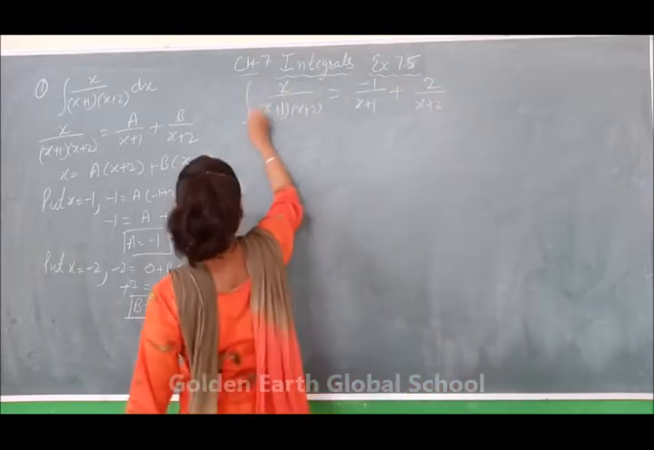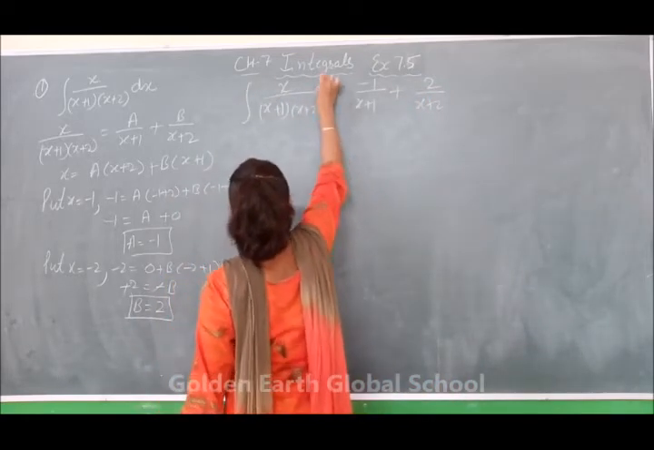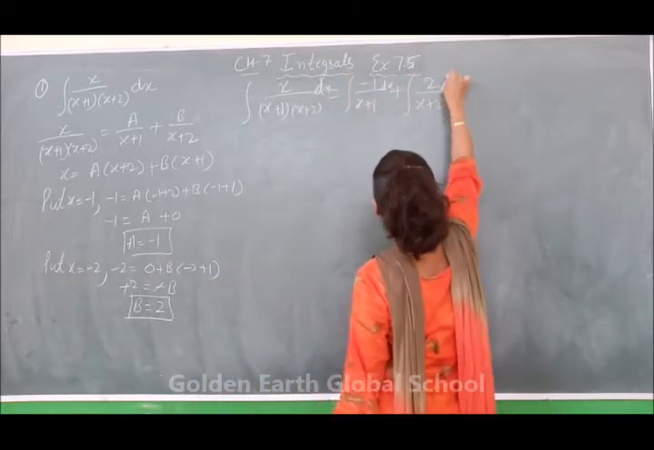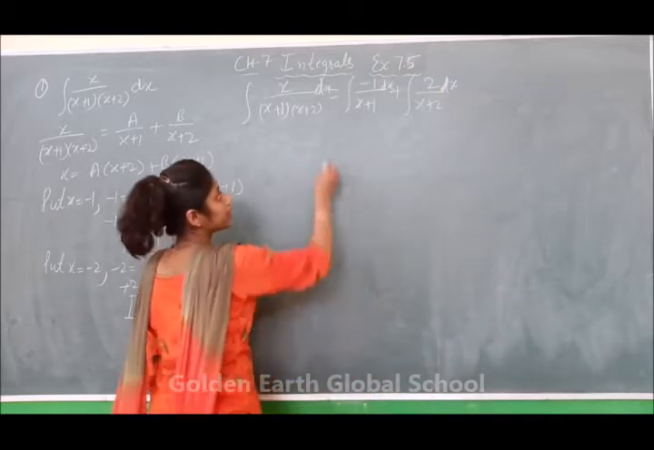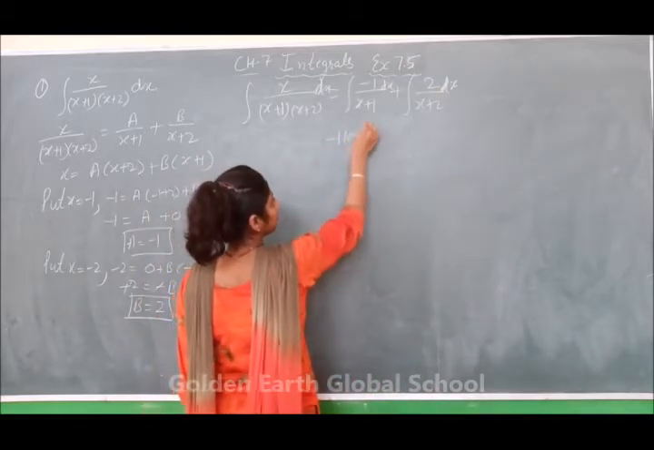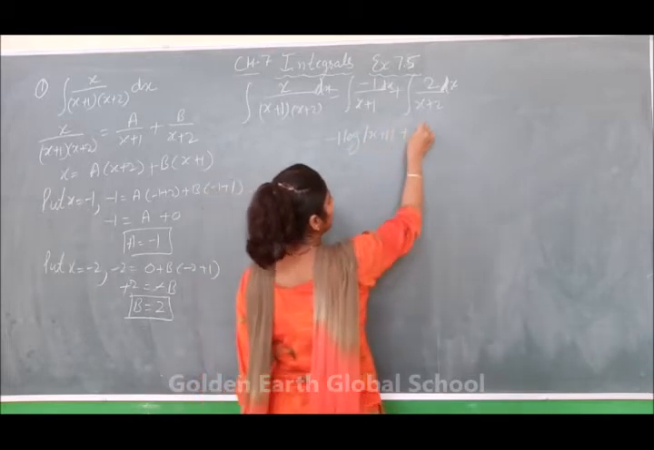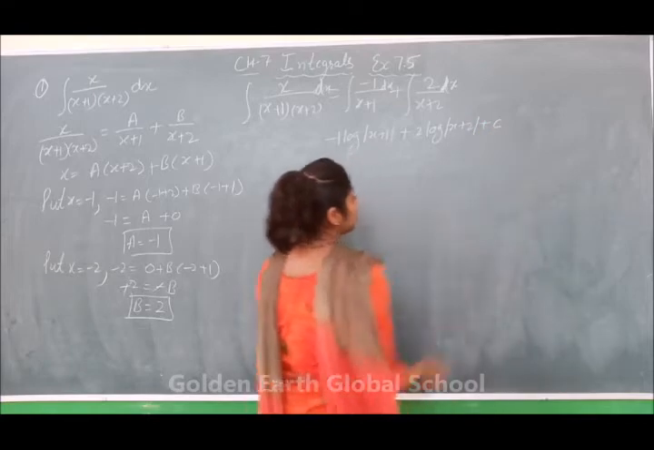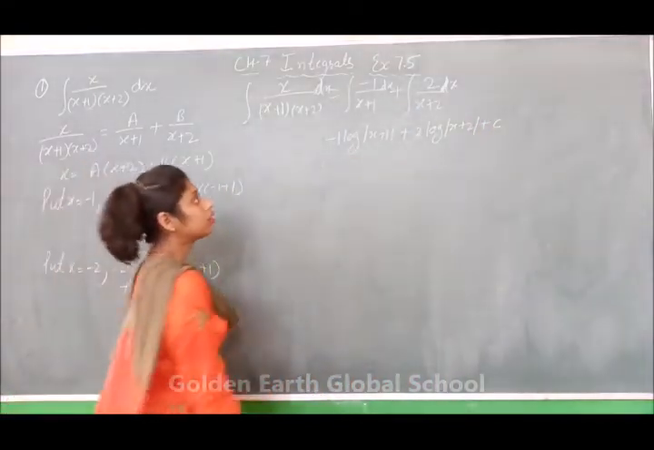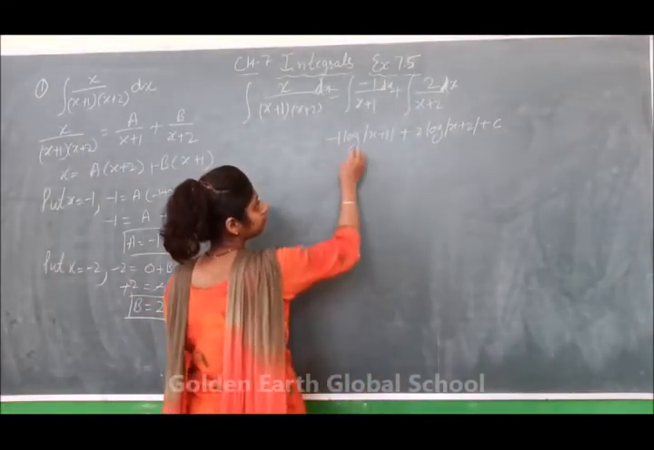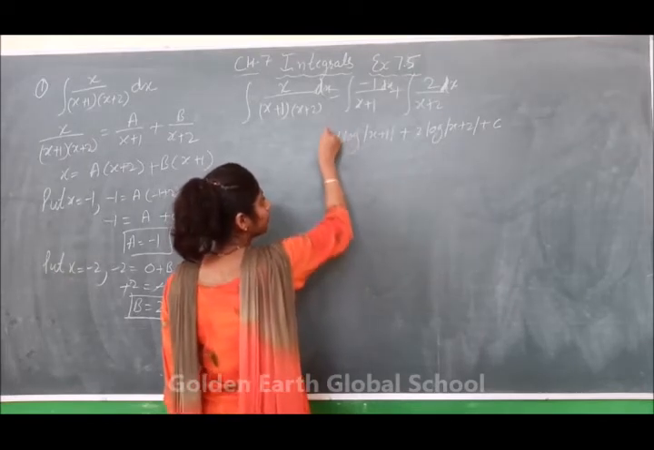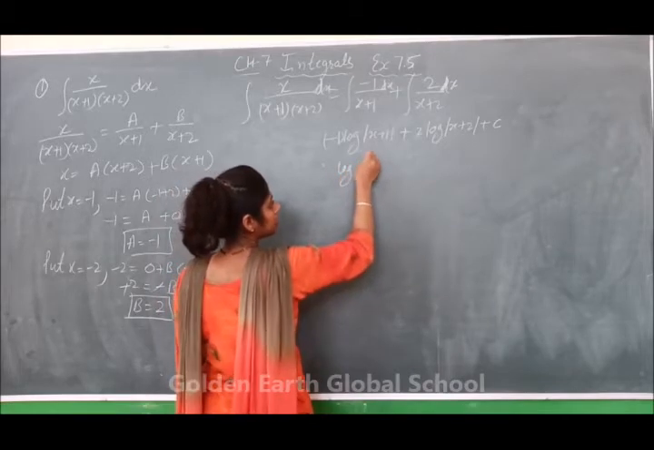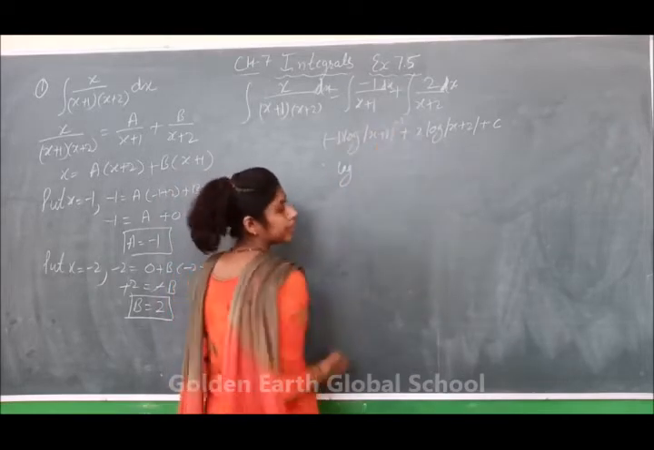Now apply integration both sides. We know its integration. Minus 1 as it is, log of x plus 1, plus 2 log of x plus 2, plus c. Leave this term as it is or apply the log property. What is the log property? It will become, this is c, you can apply minus 1 here.